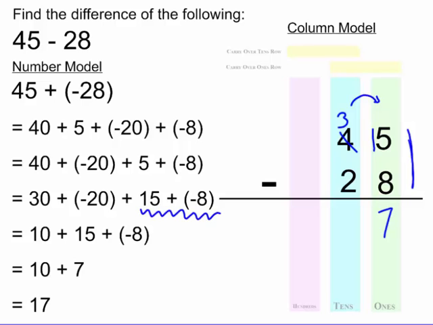When I look at the tens column, I have 3 groups of 10 minus 2 groups of 10, or 30 minus 20. So when I subtract those, I end up with 1 group of 10, and you'll notice that 30 minus 20, or 30 plus negative 20, is shown right there. So both the number model and column model will work. There are a few more challenges with the column model, but it can be very efficient and effective.